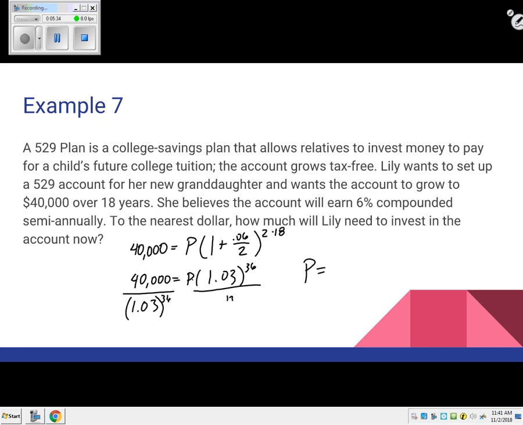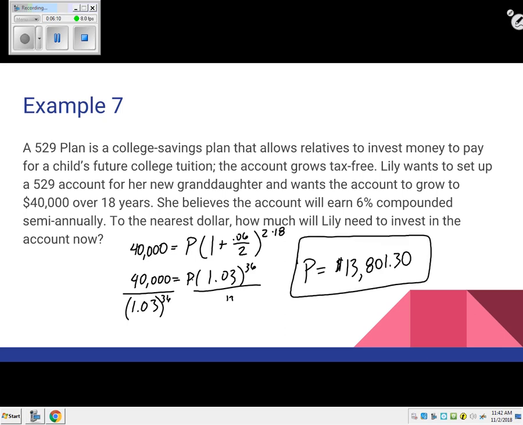I'll grab my calculator real quick. 40,000 divided by 1.03 raised to the 36. And so Lily just has to put in a mere $13,801.30, and that money will grow to $40,000 by the time her granddaughter is ready to go to college. So pretty good deal right there.